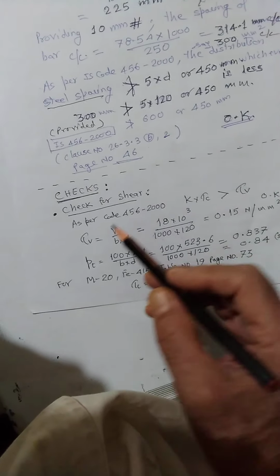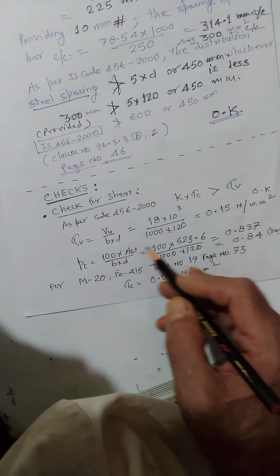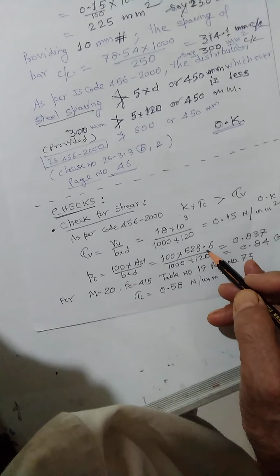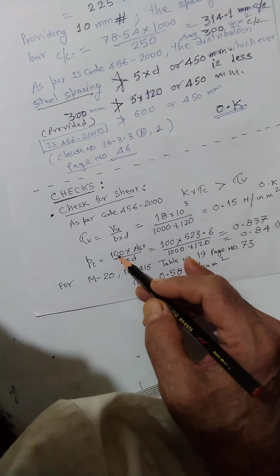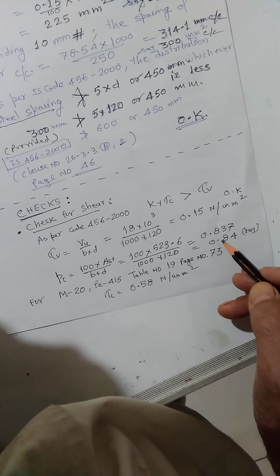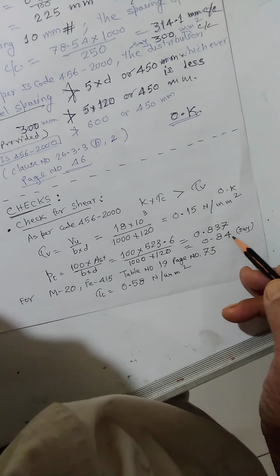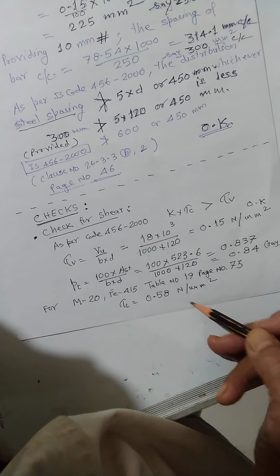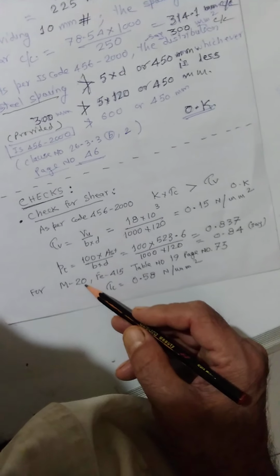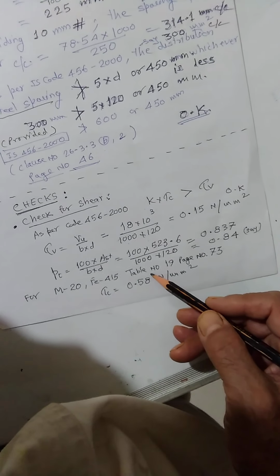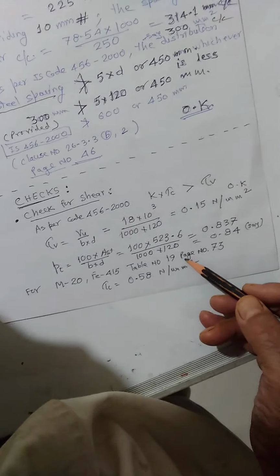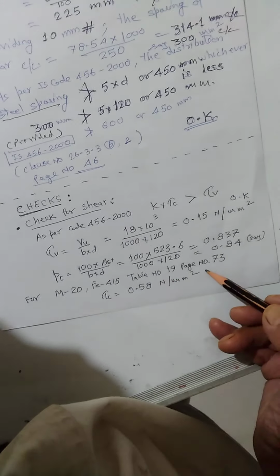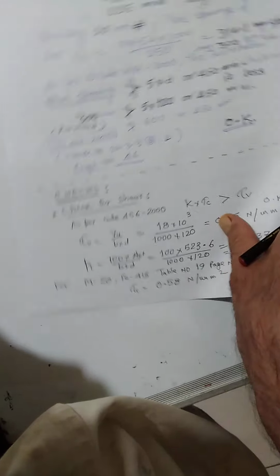From the actual area of steel that we have already provided, 523.6, then we have calculated actual PT and it comes out to be 0.84. For M20 and Fe415, table number 19, page number 73, interpolating we can find out the value of tau C, so it comes out to 0.58 Newton per mm square.